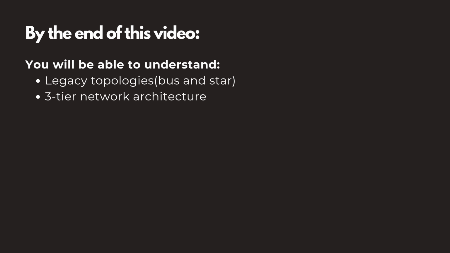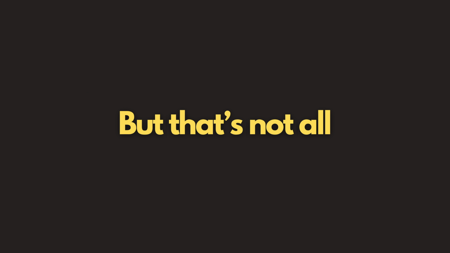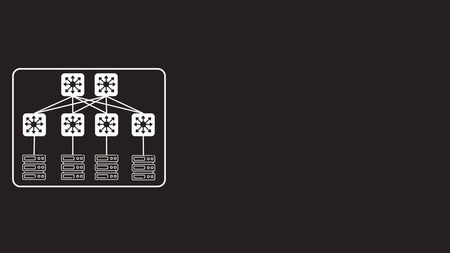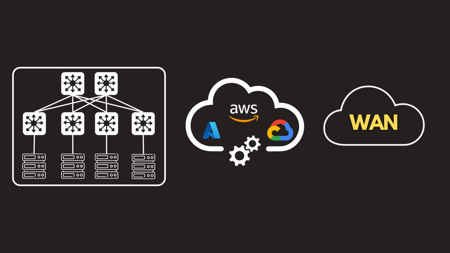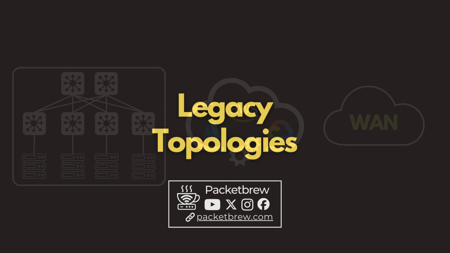By the end of this video, you will be able to understand legacy topologies, 3-tier network architecture, and 2-tier network architecture. But that's not all. We'll also cover modern network architectures like spine leaf, cloud network architectures, and how they are all connected with WAN architecture. So let's dive in.